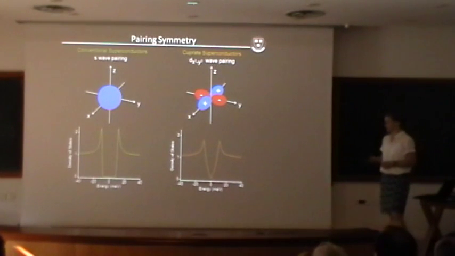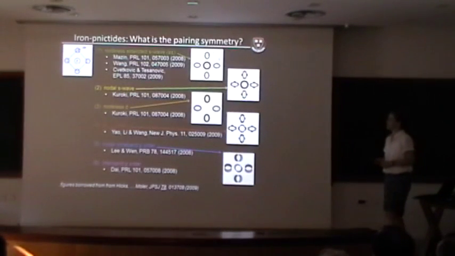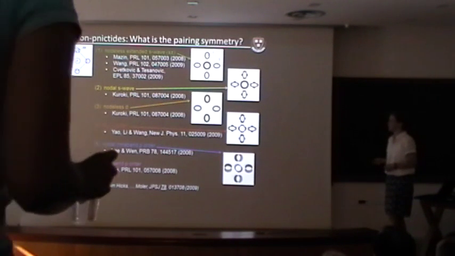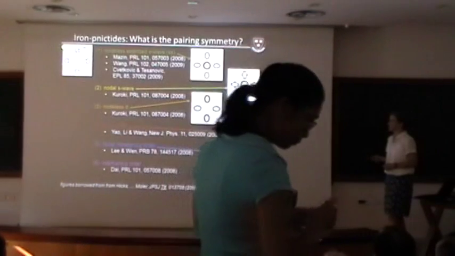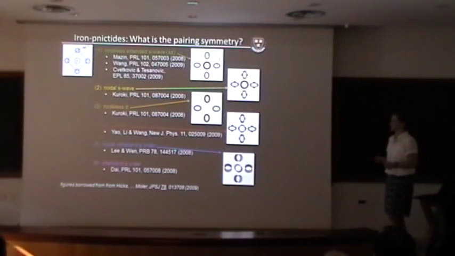So, pairing symmetry: conventional superconductors are S-wave, cuprate superconductors are D-wave. But in the first month or so after the discovery of high-temperature superconductivity in the iron-based superconductors, there were a lot of proposals and a lot of enthusiasm, because there are so many bands that cross the Fermi level that there are combinatorially a lot of different possibilities for the pairing symmetry.